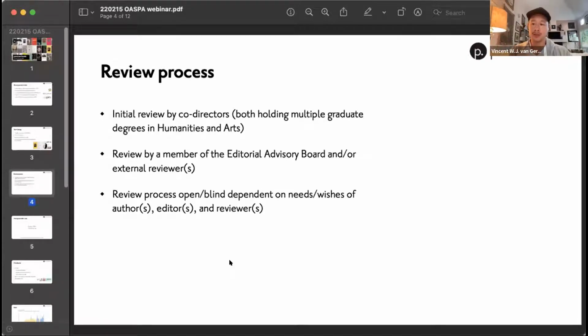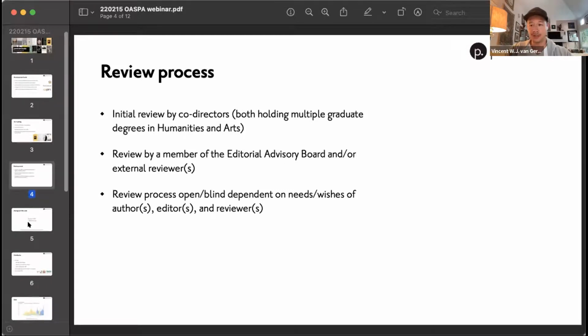And then it goes through an additional review process by members of the editorial board or external reviewers. This is a process that is collaborative with the author, right? So we don't do this kind of mythological double-blind peer review that, in any case, we don't really believe in as an equitable method. We really tailor the review to the needs of the author or the editors in case of an edited book. Which I think is a much nicer process.